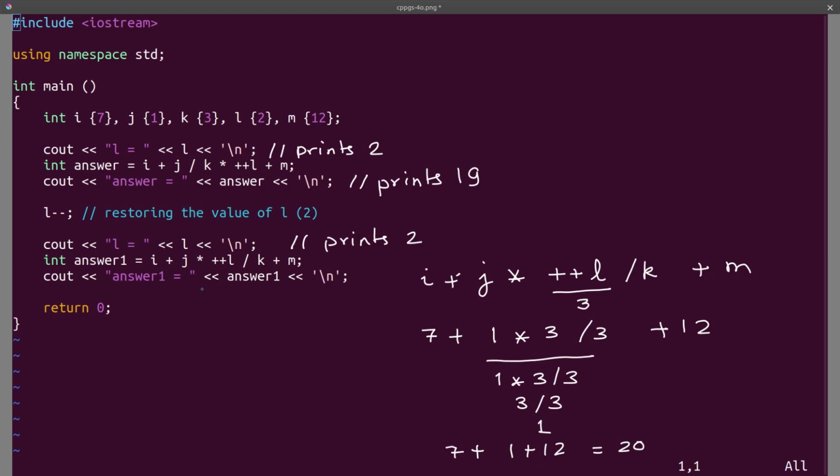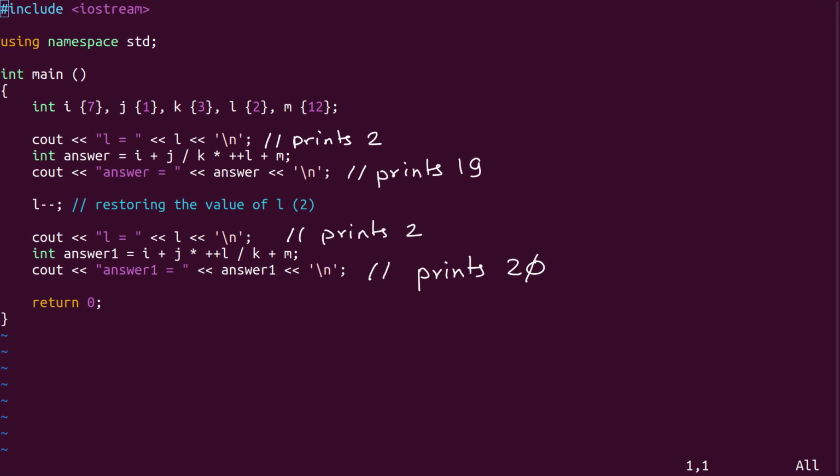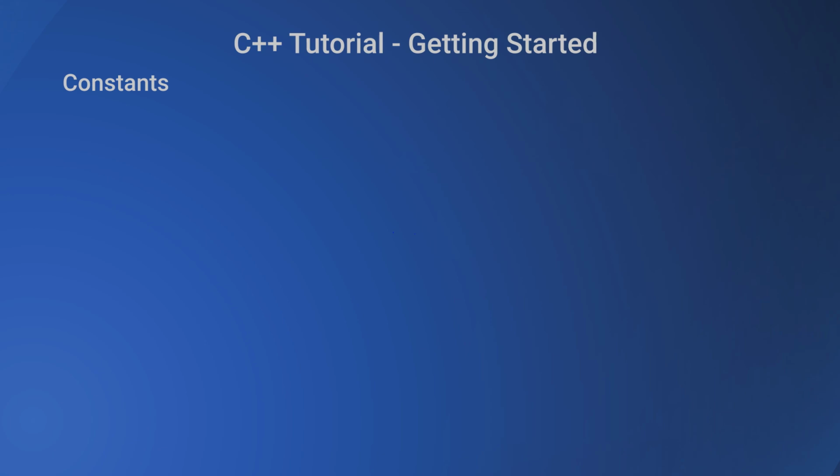So we have 7 plus 1 plus 12 is equal to 20, and answer 1 is 20. Normally we use parentheses to clarify the order of evaluation so that the programmer and the compiler are on the same page. Constants. Our next topic is constants.